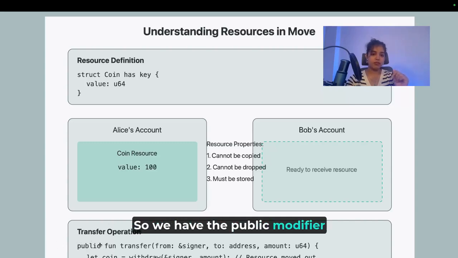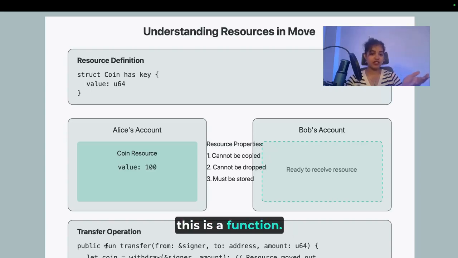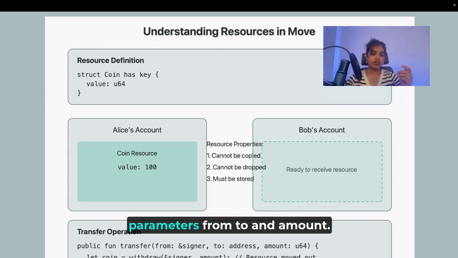And here is a reference code that we can take a look at for the transfer operation. So we have the public modifier indicating that it's a public function, fun, which indicates that this is a function, transfer is the name of the function. Here we are defining our parameters from, to, and amount. So this is again Moveland syntax, where you have to write the name of the parameter followed by the data type. The signer is basically similar to sender that we would have seen in Ethereum. To is the address that will be receiving the coins, and the amount is whatever amount of coins needs to be transferred.